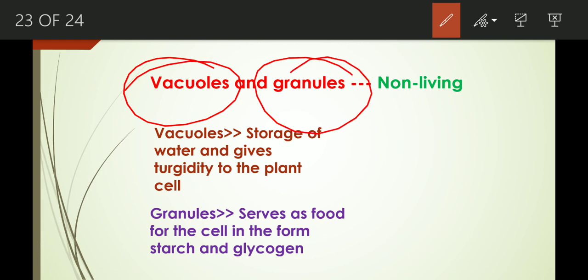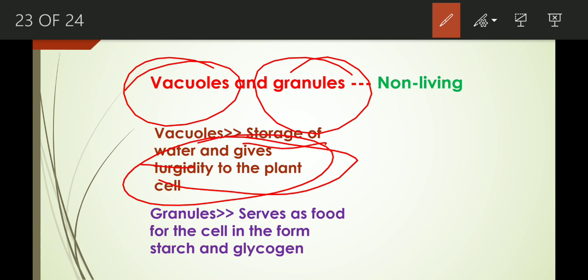Vacuoles are the clear spaces. Those are especially present in case of plant cells. They are the clear spaces, filled with water or other substances. Right. So basically what they do, they store water, and it provides turgidity to the plant cells. It provides rigidity or turgidity to the plant cells, and they help in the storage of water. They are the clear large spaces filled with water or other liquid substances.